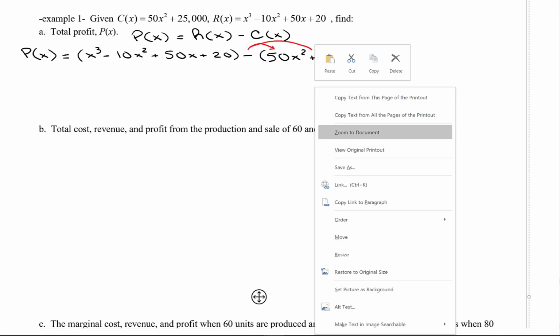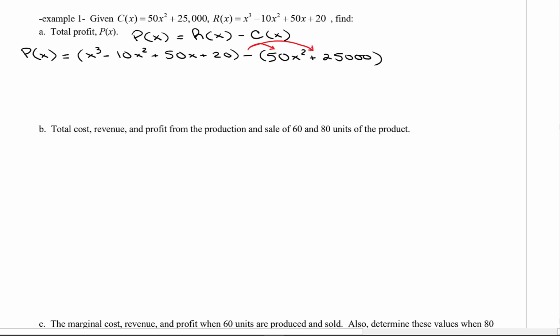I'm going to distribute that minus sign. So if we distribute that minus sign here, we're going to end up with P of X equals, the R of X function is going to stay the same there, so I'm just going to recopy it, x cubed minus 10x squared plus 50x plus 20, and here we're going to change the sign, so we'll have minus 50x squared minus 25,000. Now I look for like terms that I can combine.